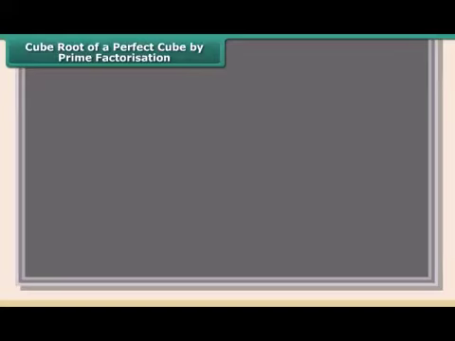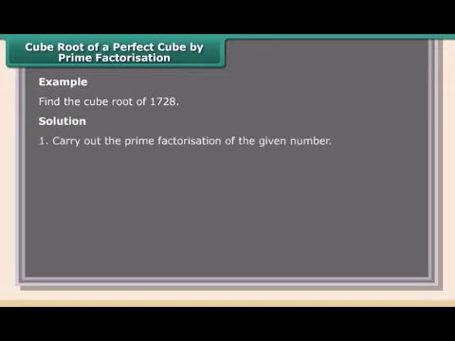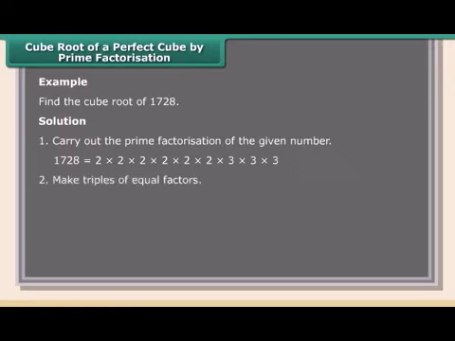Cube root of a perfect cube by prime factorization. Example: find the cube root of 1728. Solution: carry out the prime factorization of the given number. 1728 is equal to 2 × 2 × 2 × 2 × 2 × 2 × 3 × 3 × 3. Make triples of equal factors: (2 × 2 × 2) × (2 × 2 × 2) × (3 × 3 × 3).